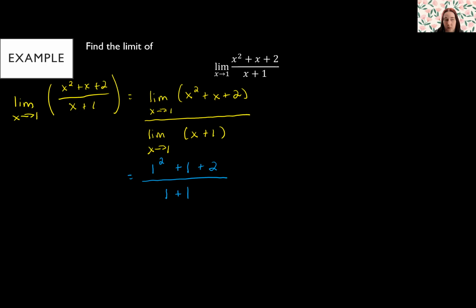And so we end up with 1 squared plus 1 plus 2 over 1 plus 1. So that's 1 plus 1 plus 2. I got 4 on top, 2 in the denominator, and that comes out to 2. And so this is essentially equivalent to: you have a rational function, plug in x equals 1, whatever that number is, that is your limit.